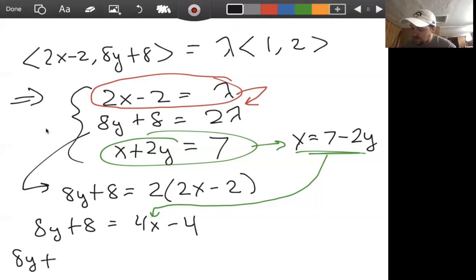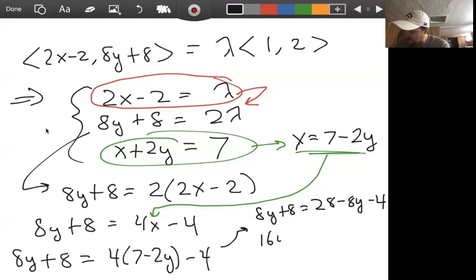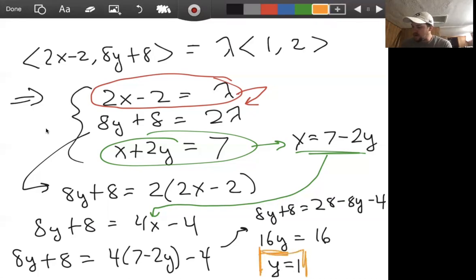And so here we get 8y plus 8 equals 4 times 7 minus 2y minus 4. Looks like we're going to have 8y plus 8 equals, let's see, 4 times 7 is 28, right? So 28 minus 8y minus 4 is going to give us the equation that 16y equals 28 minus 4 is 24, and then 24 minus 8 is 16. So 16y equals 16, which is y equals 1. And so we found a y value here of y equals 1.